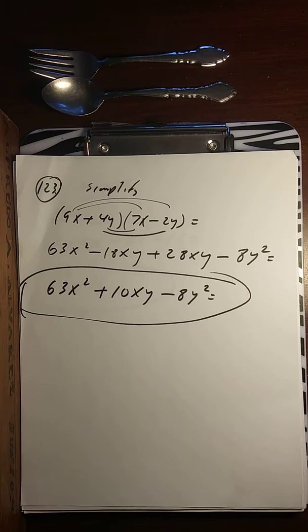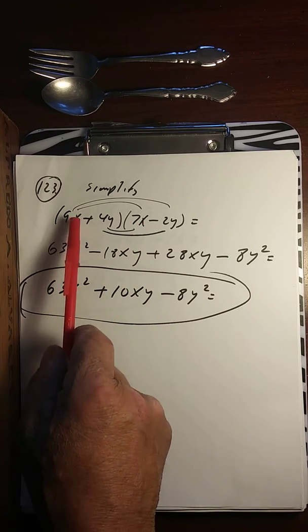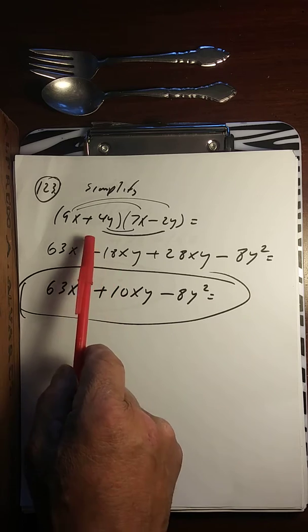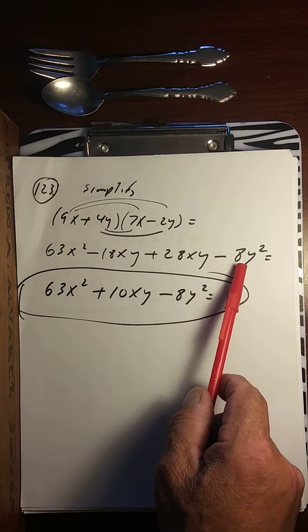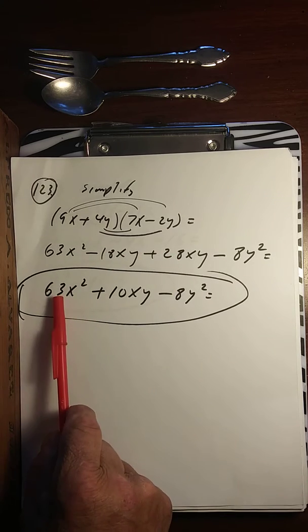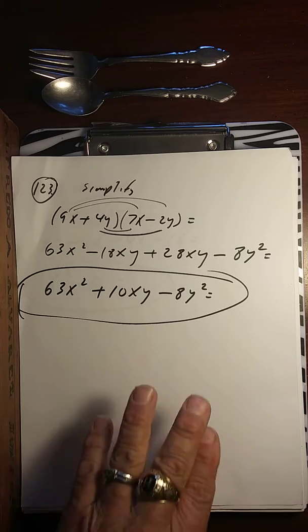Alright, so now we have 9x and 7x, 63x squared. That times that is minus 18xy. That times that is 28xy. That one times that one is minus 8y squared. Put these together, so 63x squared plus 10xy minus 8y squared.